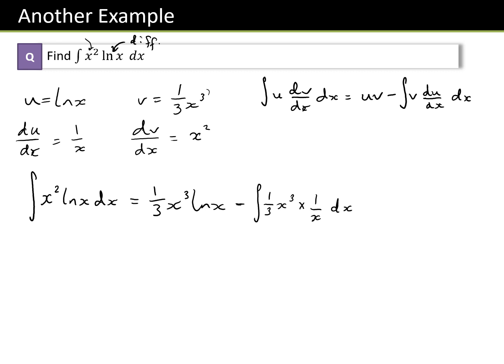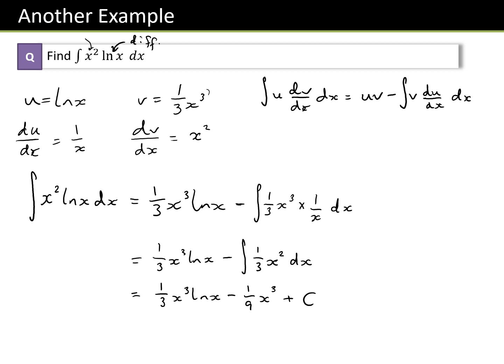with respect to x. So next line, this thing at the front never changes. Minus the integral, a third of x cubed times 1 over x is a third of x squared, and we're integrating that with respect to x. So again, this first bit doesn't change. Minus, integrate this, increase the power by 1, divide by the new power, a ninth of x cubed plus c. So there's our answer. Okay?